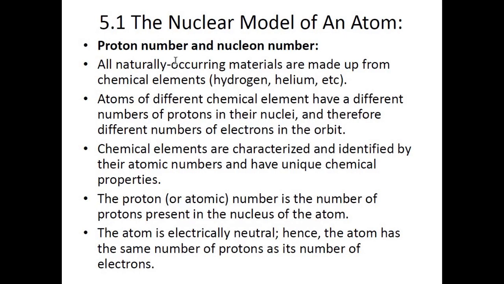In a normal naturally occurring atom, the number of protons and electrons are in balance. Chemical elements are characterized and identified by their atomic number, which represents the number of protons in their nuclei, and it also causes them to have unique chemical properties. The proton or atomic number is the number of protons present in the nucleus of an atom. The atom is electrically neutral, hence the atom has the same number of electrons as the number of protons. Means the number of electrons and protons in a naturally occurring element in its neutral state are both equal.